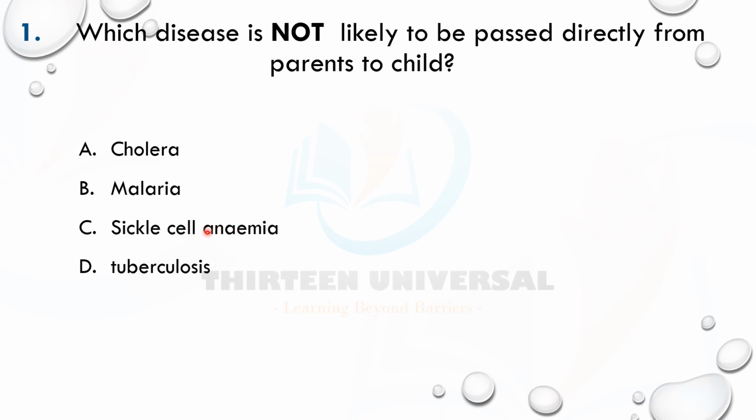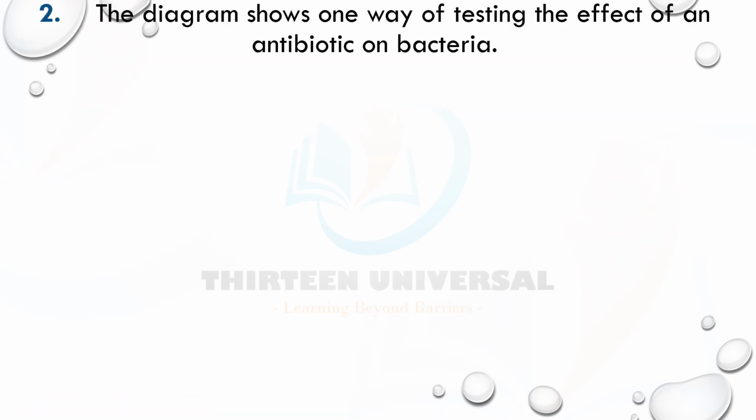Sickle cell anemia can be passed from the mother to child genetically. Tuberculosis, when the mother coughs, the child can inhale it directly. So the one that is not likely to pass directly is malaria, because the mosquito is involved. The mosquito can pass it on to the child. So what's the answer? Malaria. Let's look at the next question.